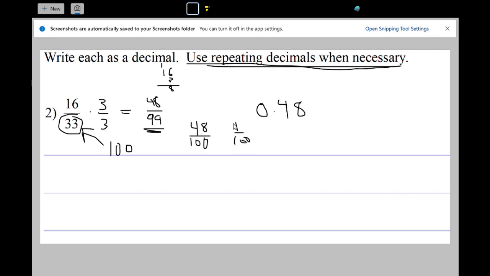But is that one over 100 or is it over 99? Well, it's over 99. So what you're actually going to see here is 0.48, and then this will just continuously repeat. 48, 48, 48, 48 forever. So you can put 0.48 repeating. So if you get it really close to 100, like in this case 99, the odds that it becomes just this top number repeating is actually quite high.